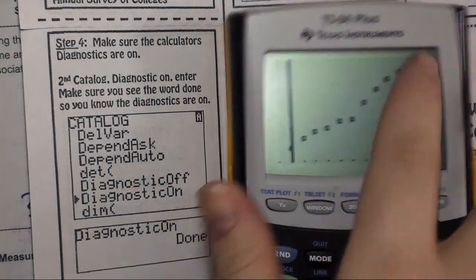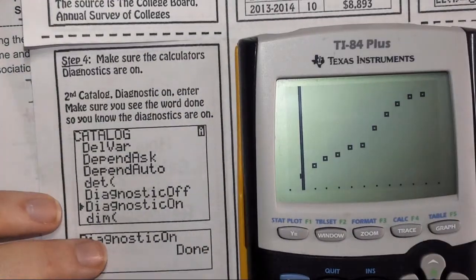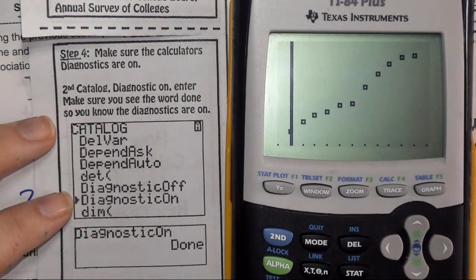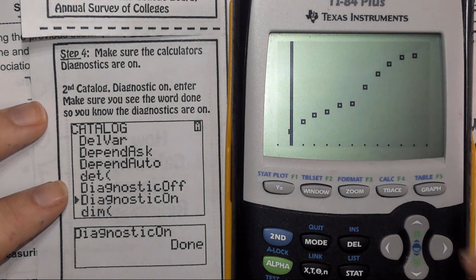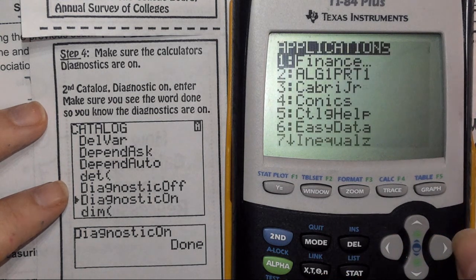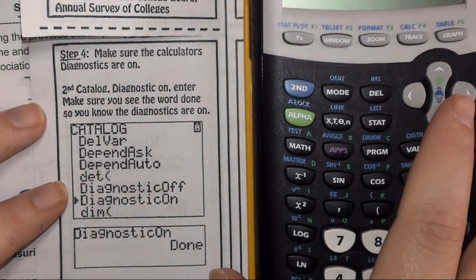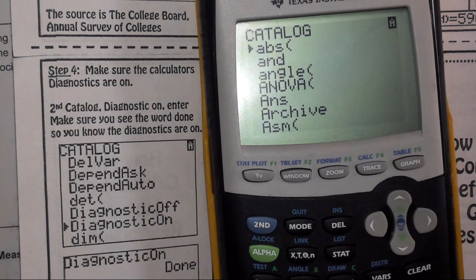Okay, so to get this line of best fit, because that's what we would like to calculate and put a nice little line on it, we need to turn our calculator diagnostics on. It tells you how: second catalog, diagnostics on. So, second catalog. Which one's catalog? Oh, 0. Second catalog is down at 0. Second 0.